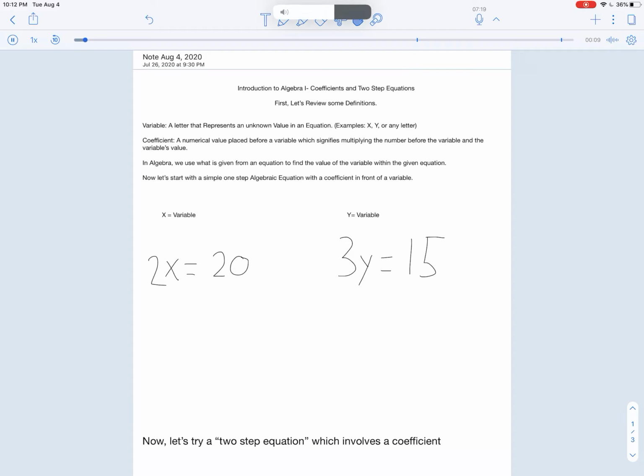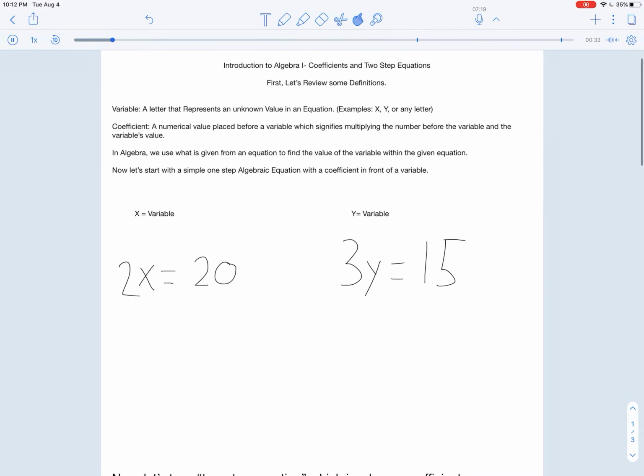Alright, so before we start what we learned today, first let's review some definitions. So we have a variable, which is a letter that represents an unknown value in an equation. Examples could be x, y, or any letter of the alphabet. Another definition is coefficient. This is a new one. A numerical value placed before a variable which signifies multiplying the number before the variable and the variable's value.